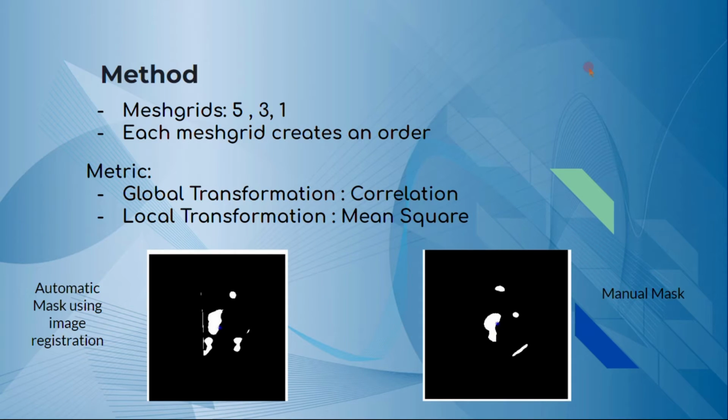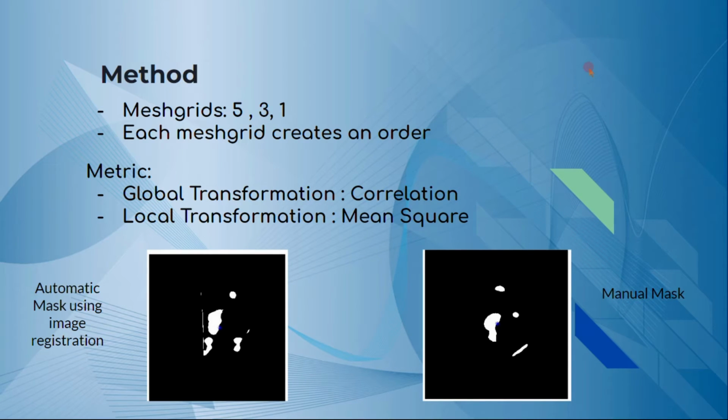For BSpline transformation, three levels of mesh grids are used. Mesh grid 5, 3, and 1, of course, which is the image itself. Each mesh size creates a spline order to approximate the pixel displacement. The metric for global transformations is correlation, and for the non-rigid registration, mean square is used.